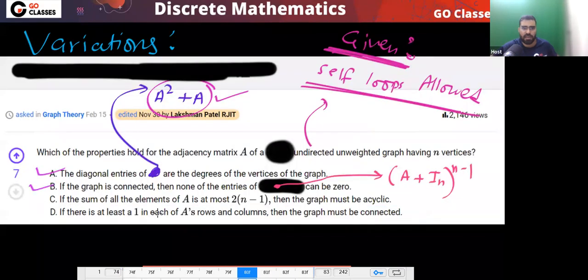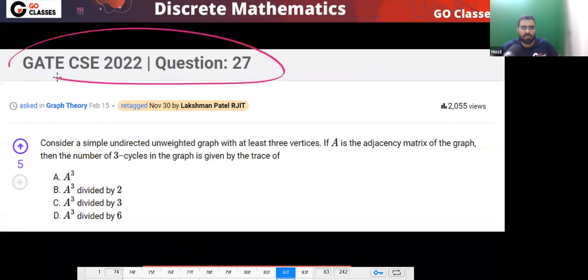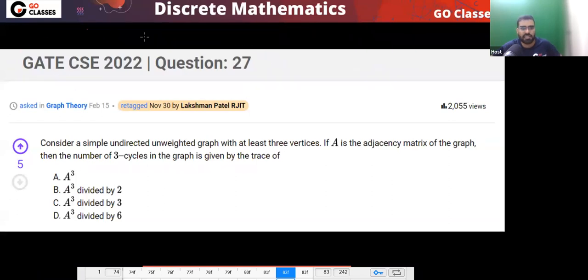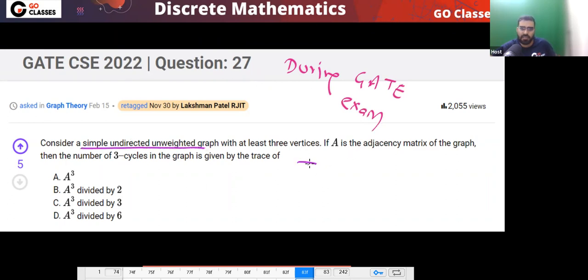But this question was easy, right? This question, the number of three length cycles, was actually an easy question. In the GATE exam, you can solve it very easily. How? During the GATE exam, you can solve this question by taking a simple triangle. Just take a simple triangle and calculate. Take this graph, then find the cube, then find the trace.